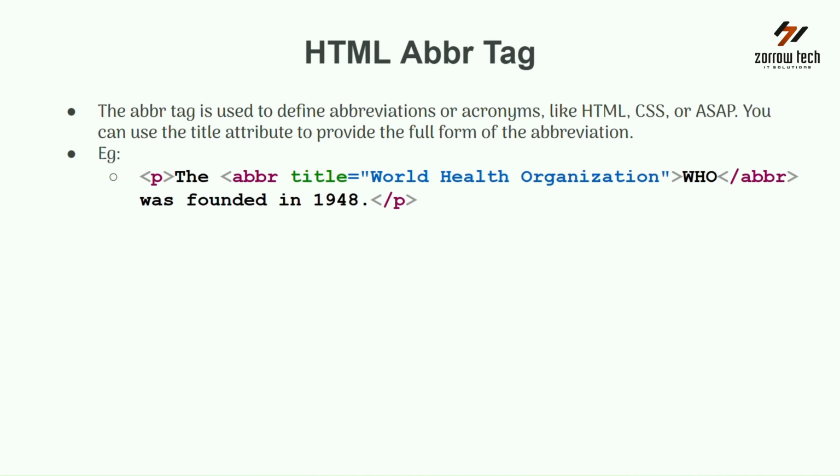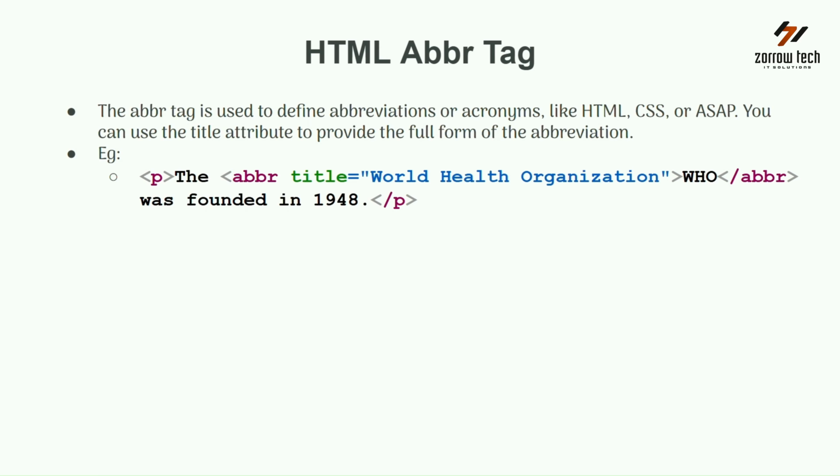HTML Abbr for abbreviations. The Abbr tag is used to define abbreviations or acronyms like HTML, CSS, or ASAP. You can use the title attribute to provide the full form of the abbreviation.